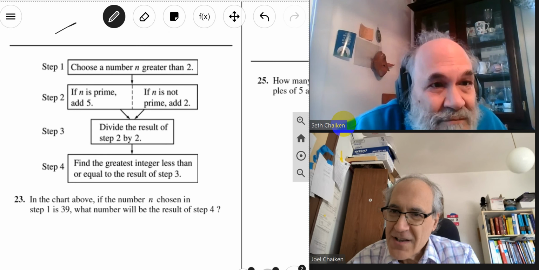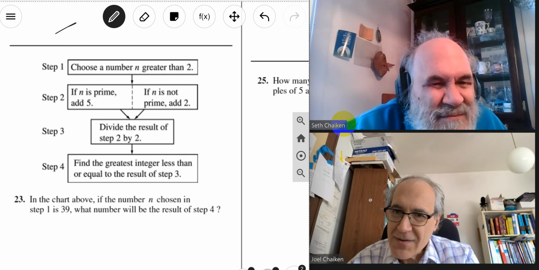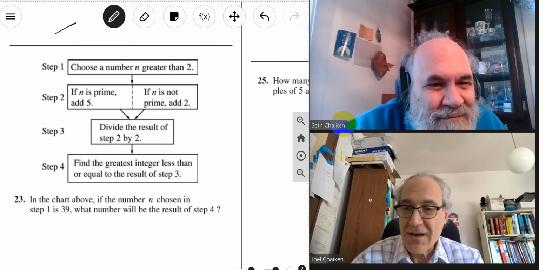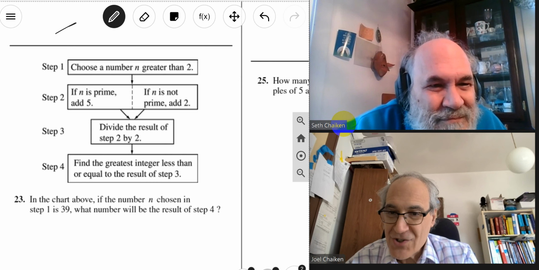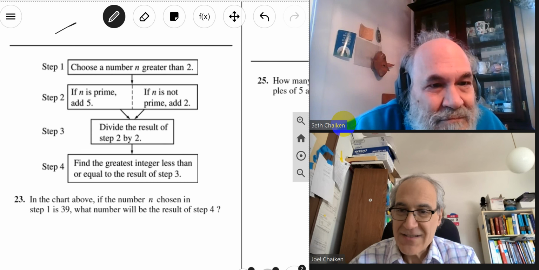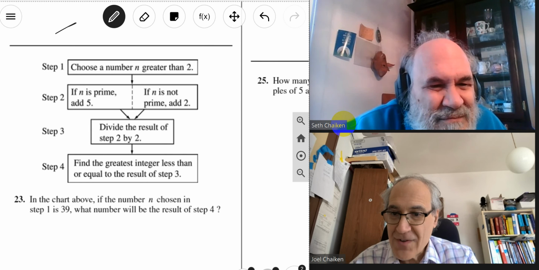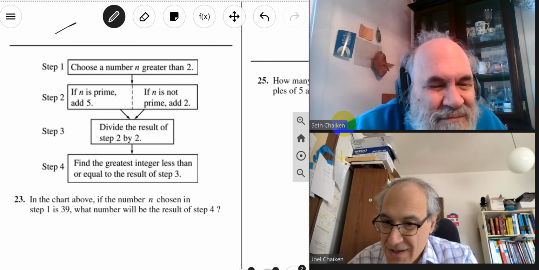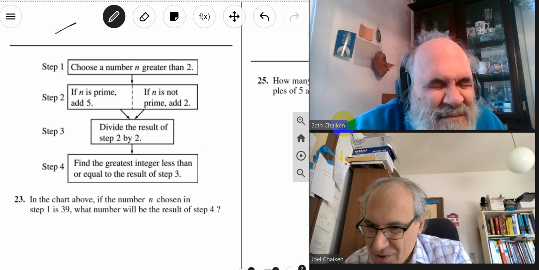If the number is prime, add 5; if not, add 2. Divide the result of step 2 by 2. Find the greatest integer less than or equal to the result of step 3. Okay, that's the rule. Now, in the chart above, if the number n chosen in step 1 is 39.